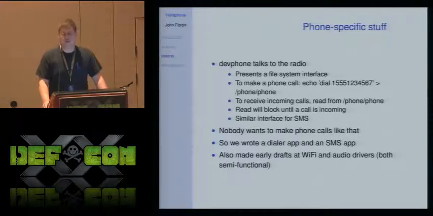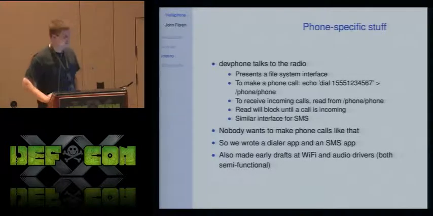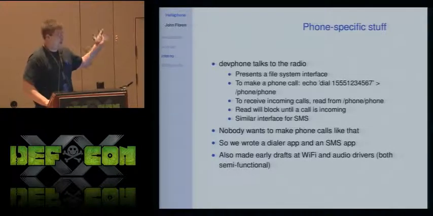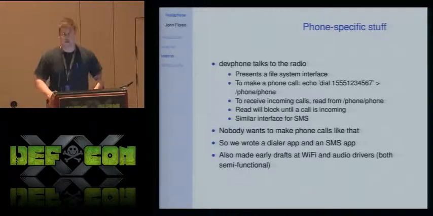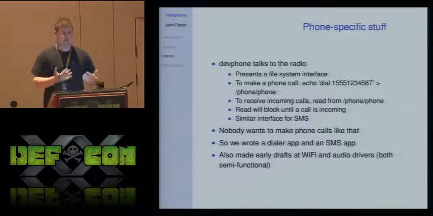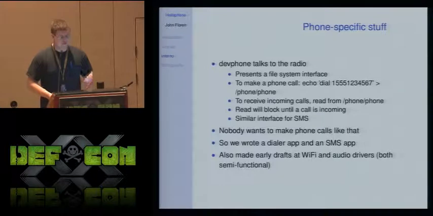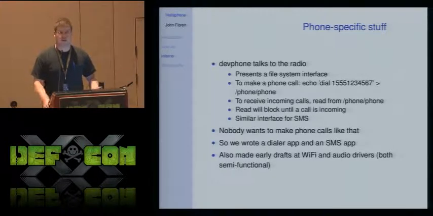And then if you want to make a phone call, you just do what I'm showing here. You can echo dial and then the number into /phone/phone. And if you want to receive incoming calls, you read from /phone/phone. And the read's going to block till a call comes in. And there's a similar interface for SMS in /phone/SMS. You just write strings into the SMS file, and it sends it out to the appropriate recipient.